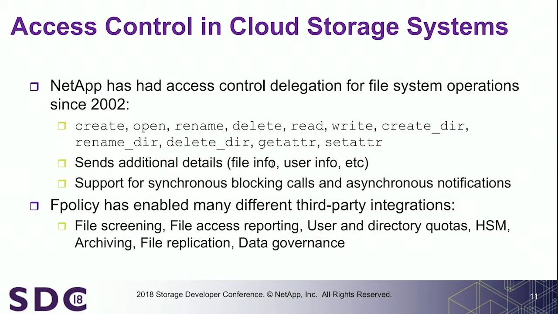Okay, so just a little bit of history. One of the interesting things that NetApp did is back in 2002, we actually implemented access control delegation in our filer product. For those familiar with NetApp's filers, we have a feature called F-policy. In essence, what F-policy does is it allows you to say for a given set of volumes and files on your volumes, when a user performs an operation against it, the filer will go out to an external system and say, is this user allowed to do this operation?